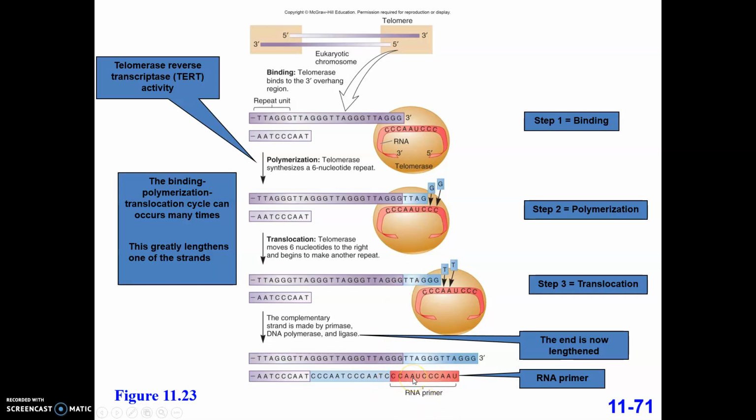Now when primase comes in and sits down over here, creating this RNA primer, we still have the problem that we can't actually replicate to the very end of this 3' end. But what we've done is put on repetitive sequences at the end over and over and over again, so that when we do lose DNA, it's only the repetitive sequence, not an actual gene.